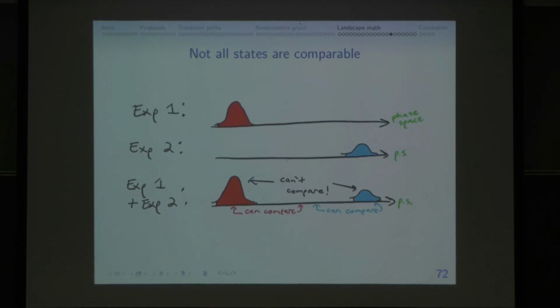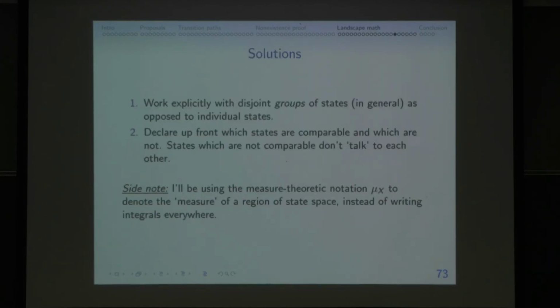This is going along with the idea of the landscape as really being something which quantifies your ignorance about a system. It should tell you something which is true, or at least not wrong. So the solutions to those two problems, first of all, in general, work with groups of states which are disjoint instead of individual states, although you can work with individual states if you like. And then also admit up front that not all of the states in your model are maybe comparable.